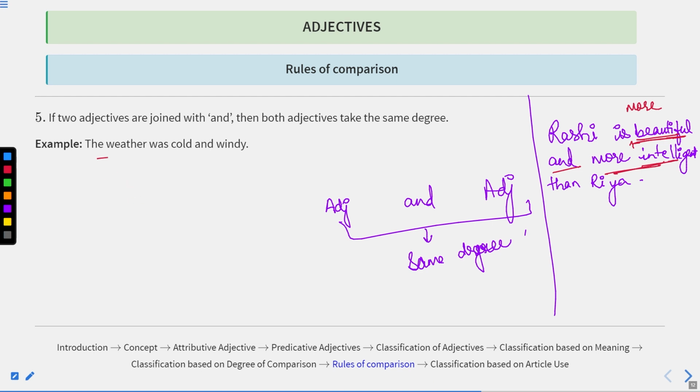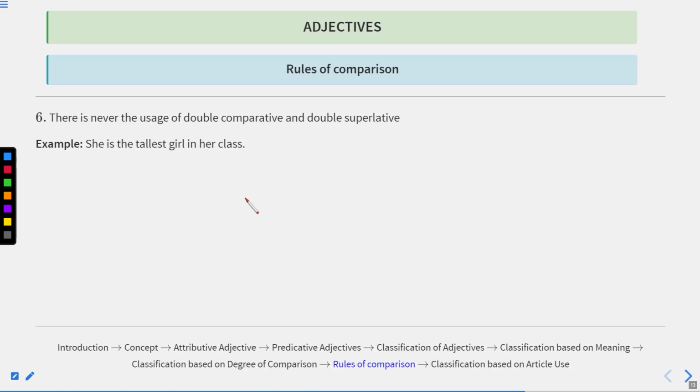For example, the weather was cold and windy. So on both sides of and, I have written positive degrees of adjectives. Okay. Now let us move to the next one.